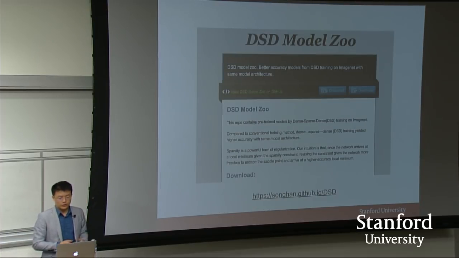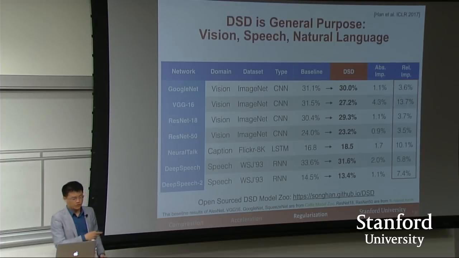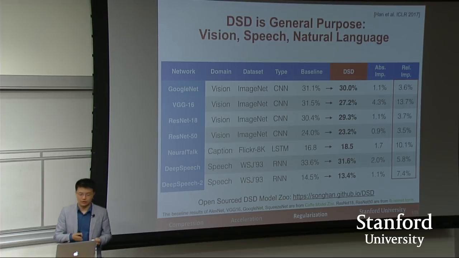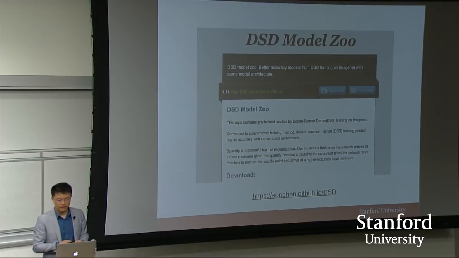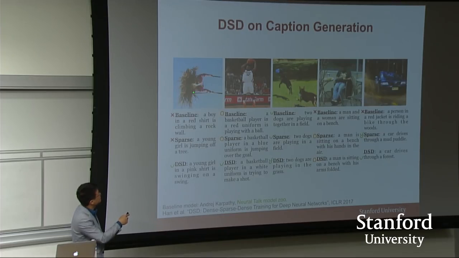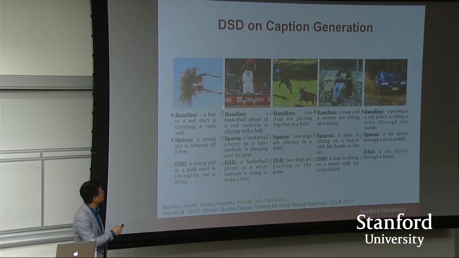I also open sourced these better trained models on the DSD model zoo, where there are trained models of GoogleNet, VGG, ResNet, SqueezeNet, and AlexNet. So if you are interested, feel free to check out this model zoo and compare it with the Caffe model zoo. Here are some examples of how sparse dense training helps with image captioning.